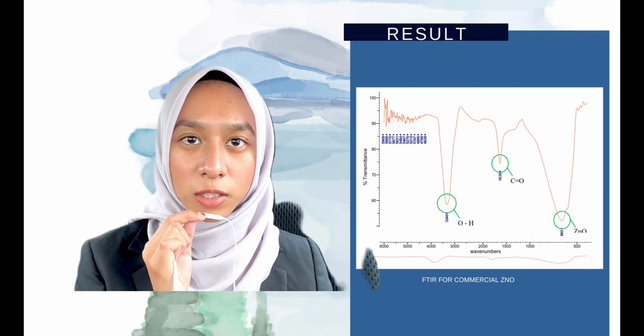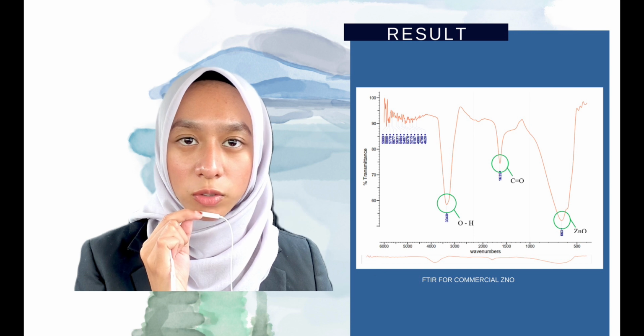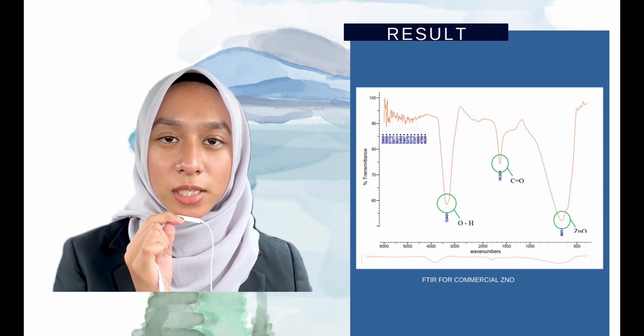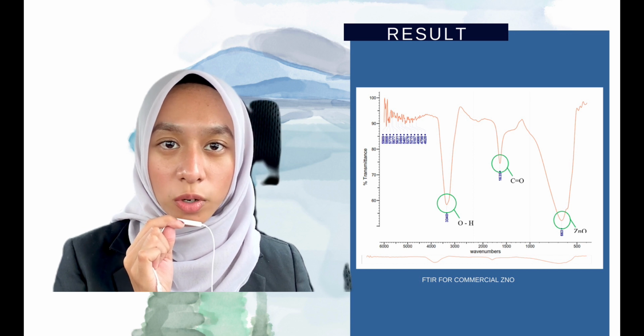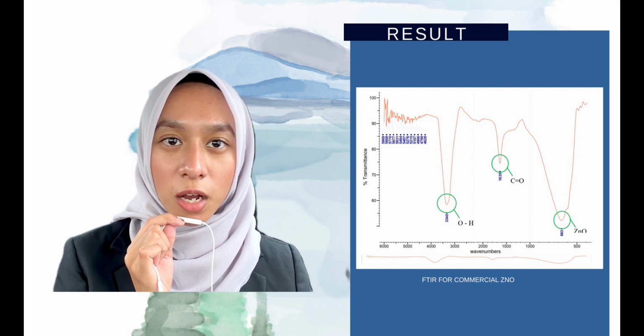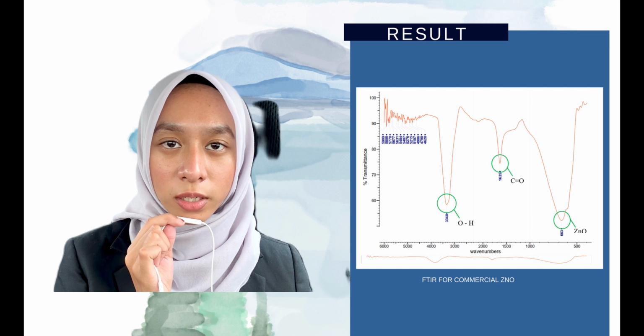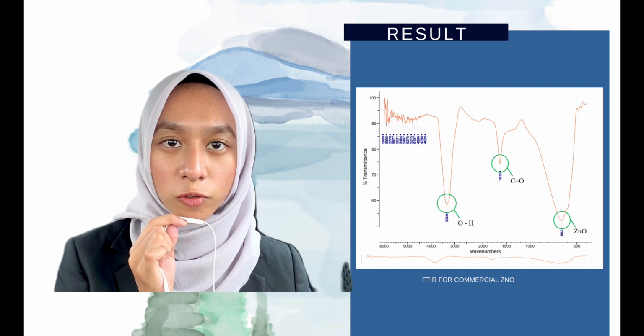between 3650 and 3250. So basically, these bands prove the existence of hydrate, H2O, hydroxyl, OH, ammonia, or amino in the solution. Hence, it's proof that the ZnO sample has absorbed existing water from the surroundings. Next, the absorption band at 1635 is due to the stretching of the CO bond.